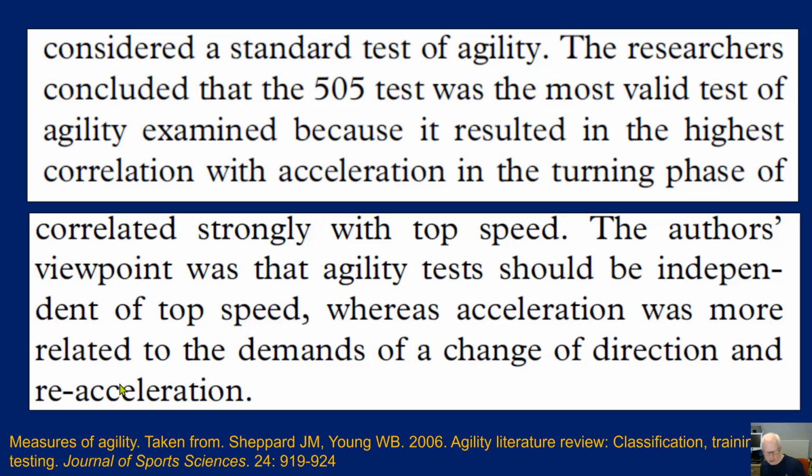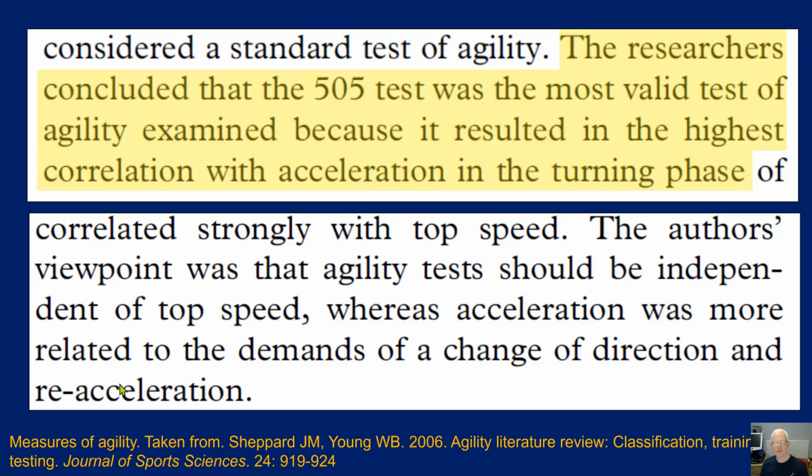So this is from Shepherd and Young in 2006, and they wrote this. The research concluded the 505 test was the most valid test of agility examined, or change of direction, because it resulted in the highest correlation with acceleration in the turning phase. Okay, so it's got a correlation with another measure of change of direction. In turning phase, correlated strongly with top speed. The author's viewpoint was that the agility test should be independent of top speed, whereas acceleration was more related to the demands of a change of direction and reacceleration.